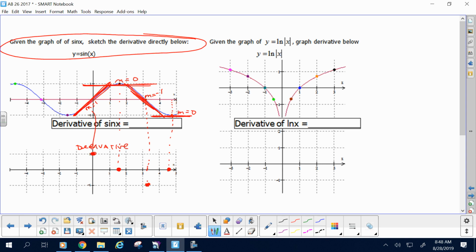Okay, let's do one more. Go over here to negative pi over 2. What's the slope there? 0. So at negative pi over 2 or negative 1.57-ish, the slope is 0. Cool. And we could record at negative pi, the slope is about what? Negative 1. And if I start to connect my slopes, it seems like the derivative of sine is cosine.